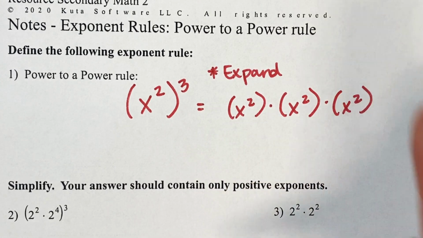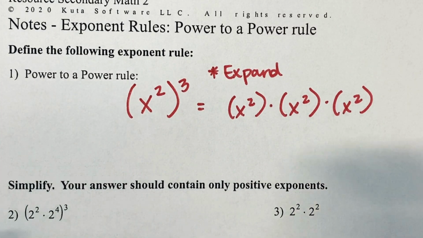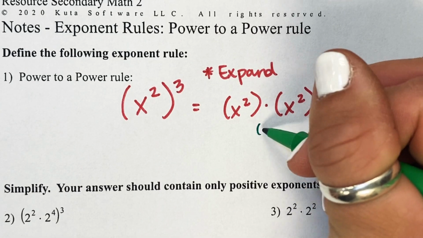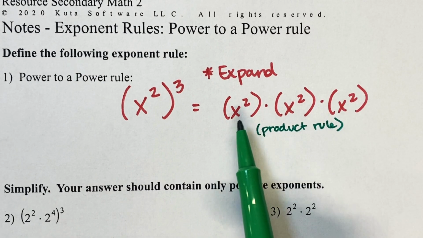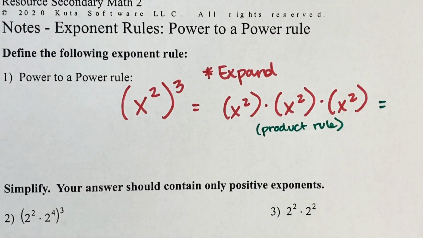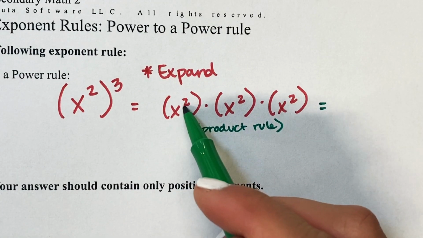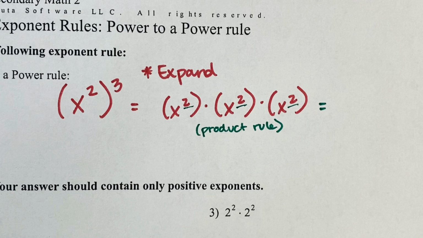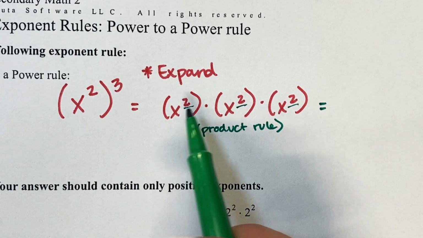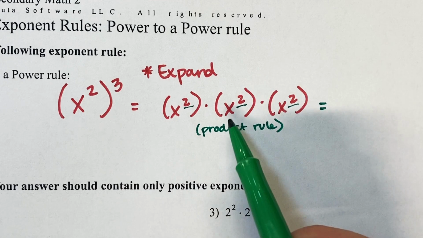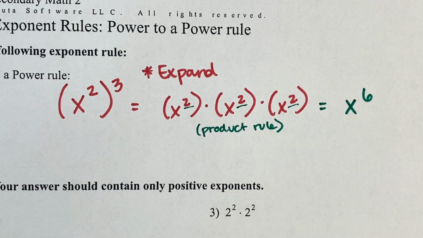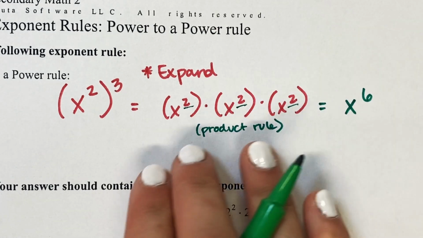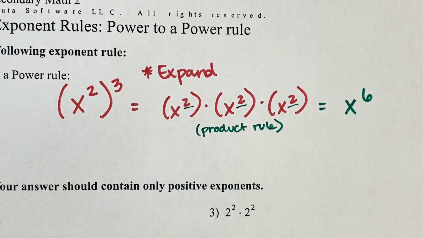Now notice we don't have any power to a power anymore. We're just dealing with product rule. So now we need to simplify using our product rule, which means we are adding up these exponents. We have 2 plus 2 plus 2. Let's take it one chunk at a time. 2 plus 2 is 4. 4 plus another 2 is going to be 6. So total we have x to the 6th power. That's what's actually happening with the power to a power rule.